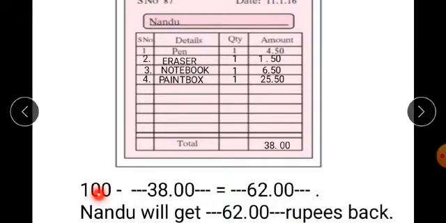As Nandu gave a 100 rupee note to the shopkeeper, you have to subtract this amount from 100. Therefore, 100 minus 38 is equal to 62 rupees. Therefore, Nandu will get 62 rupees back.